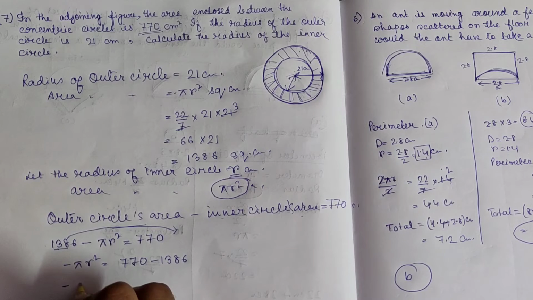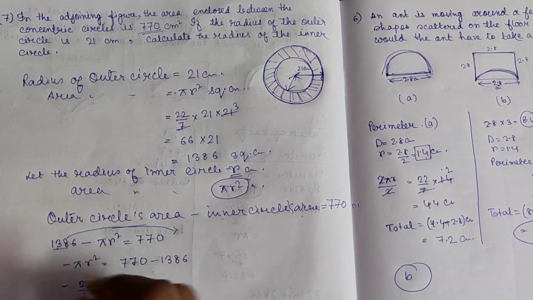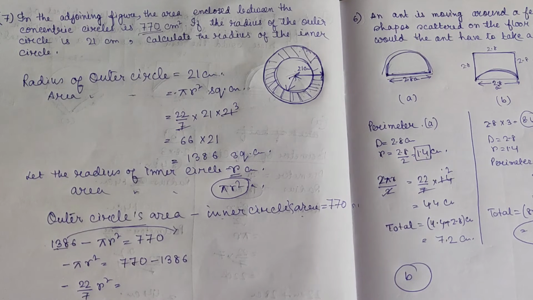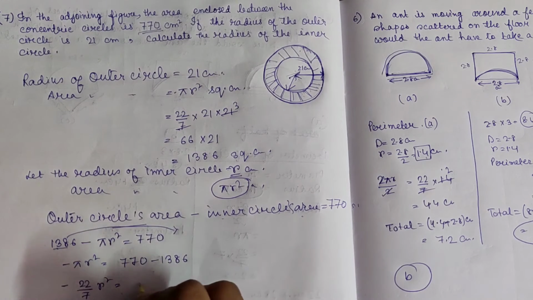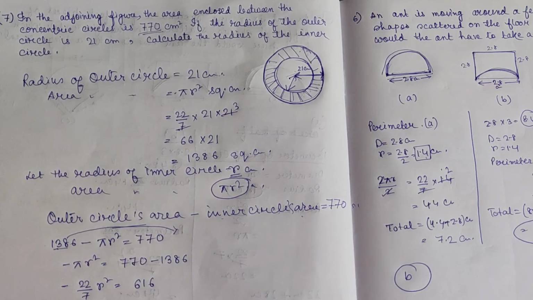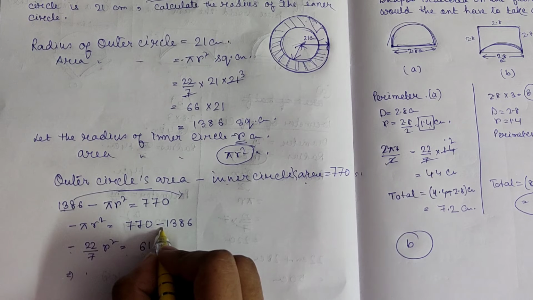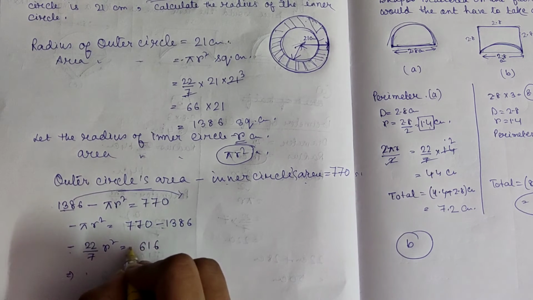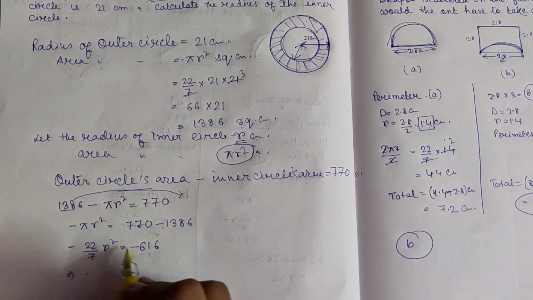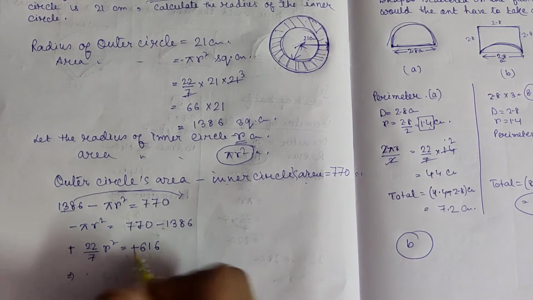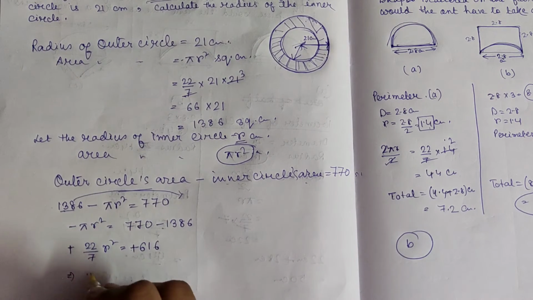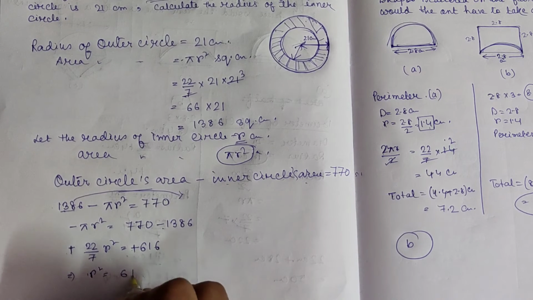Now the pi value I'm putting, that is 22 by 7, r square equal to 1386 minus 770, and we will get 616. Correct? Next, what we have to do, this is minus, and here the bigger number's sign is minus, so we have to give minus. Now both side minus will be cancelled and become plus. So r square equal to 616.